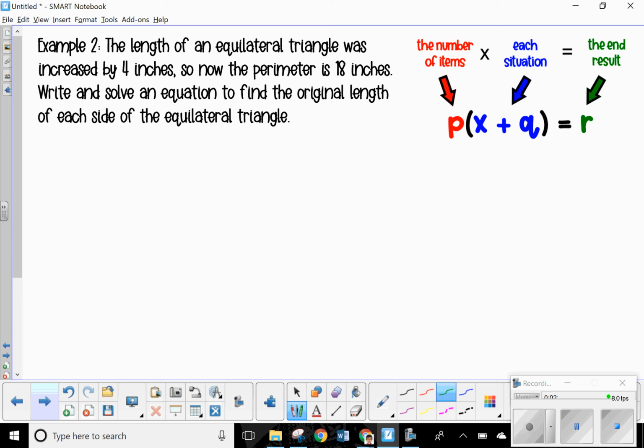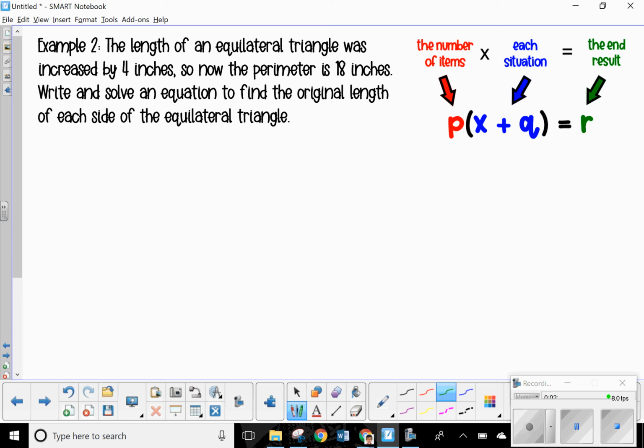Here's example 2. The length of an equilateral triangle was increased by 4 inches. So now the perimeter is 18 inches. Write and solve an equation to find the original length of each side of the equilateral triangle. As a small little note, an equilateral triangle just means that all sides are equal. Remember, if you're finding out the perimeter, you add up all the sides. But since they're all the same, you can just multiply it by 3.